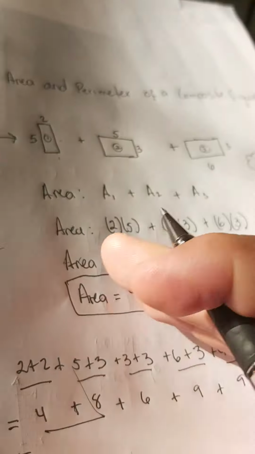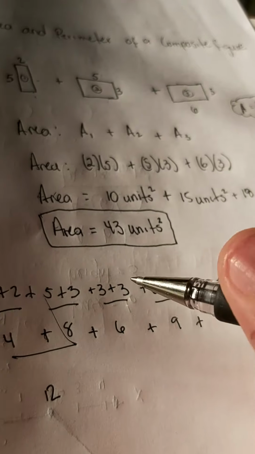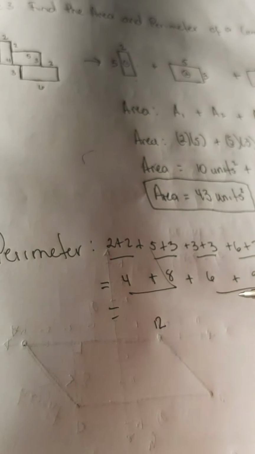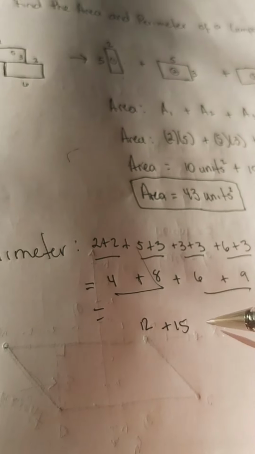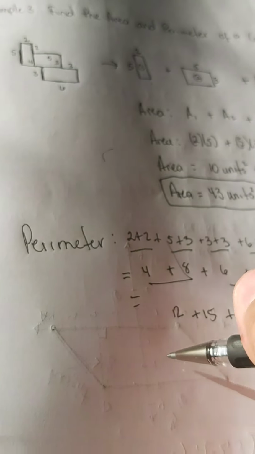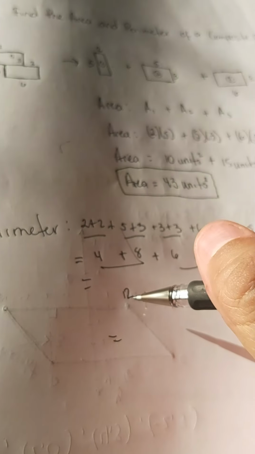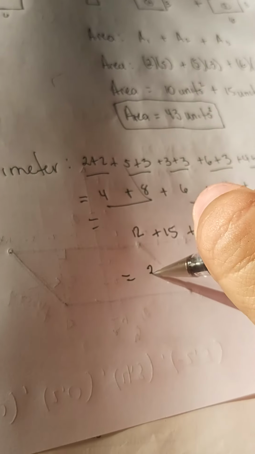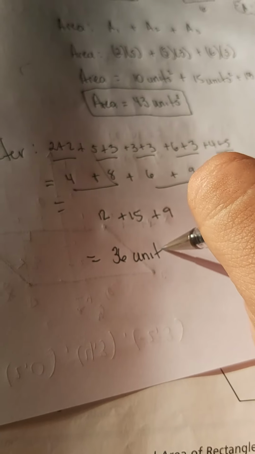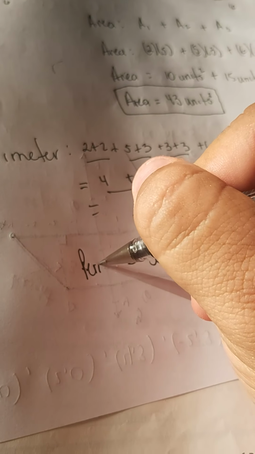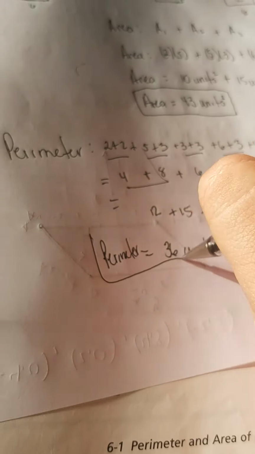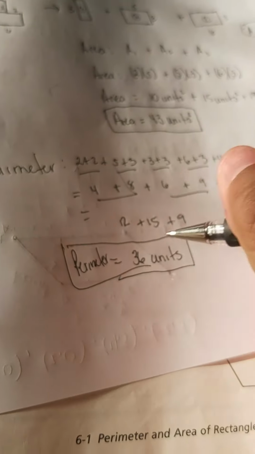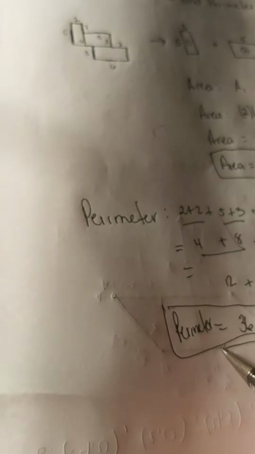Four plus 8, 12. 6 plus 9, 15 plus 9. 12 plus 15, that's 27 plus 9, 36 units. That will be our perimeter. 36 units.